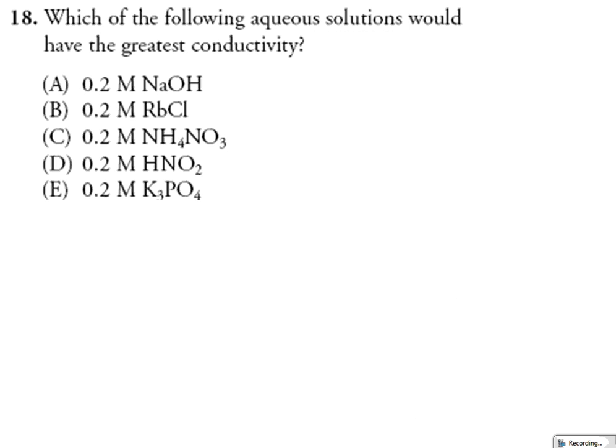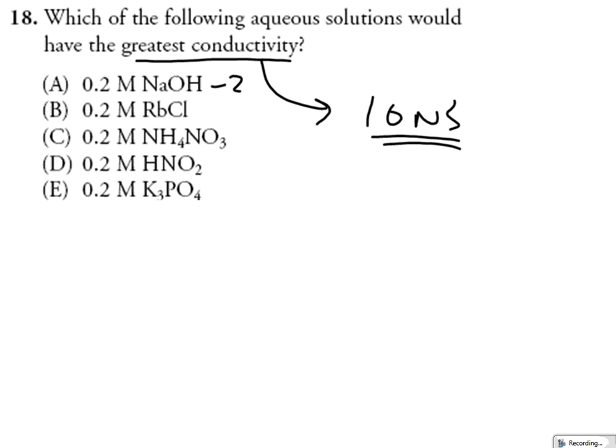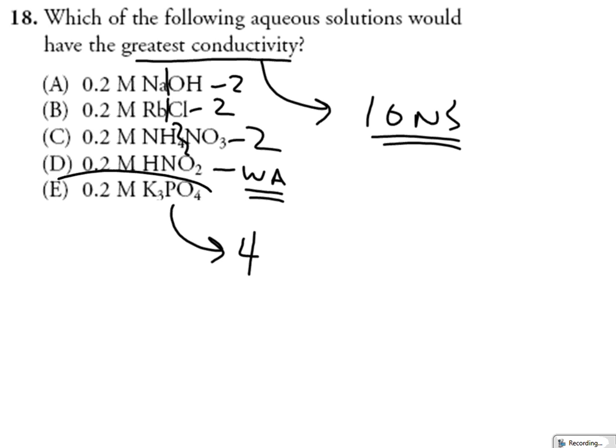Which of the following aqueous solutions would have the greatest conductivity? Conductivity is related to the number of ions you have. More ions, the greater conductivity. So if you look here, this breaks into 2 ions, this breaks into 2 ions, that breaks into 2 ions, that barely breaks apart because it's a weak acid. This breaks into 4 ions, thus that has the greatest electric conductivity.